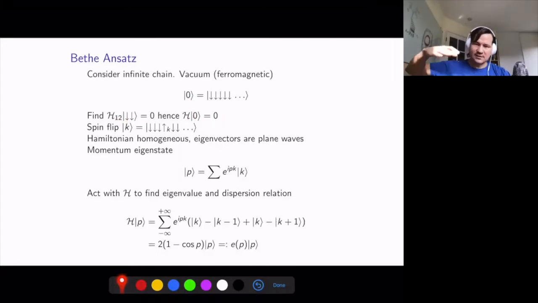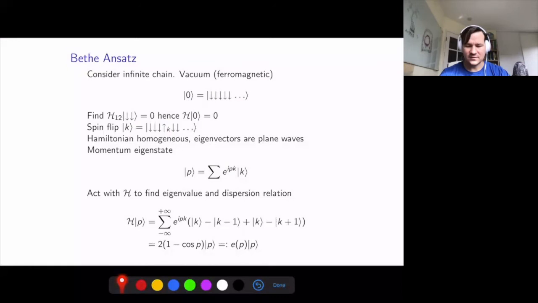And then on the next level, we have one of the spins flipped up at position k. So we call this state |k⟩, okay? And all the others are down. Let's try to compute its eigenvalue. To do this, we'll make a discrete Fourier transform, and here we can assume that the chain is actually infinite, right? It's very long. So we take the sum over k, all positions of the flip, times the plane wave e^{ipk}.